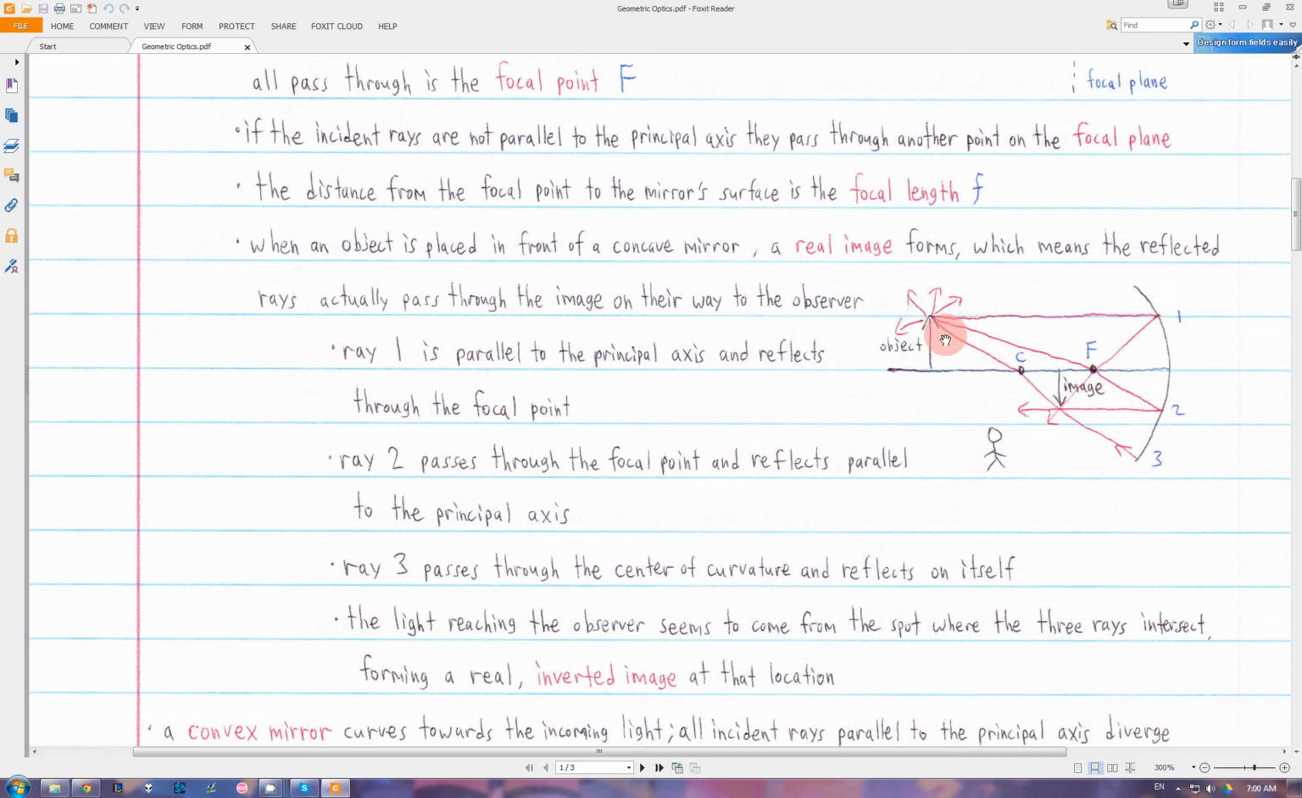Third, if the incoming ray passes through the center of curvature, it's going to reflect back on the line from which it came. This is because the normal line at any point on the mirror passes through the center of curvature, which means this ray that passes through the center of curvature on its way here is already along the normal line. So by the law of reflection, it's just going to reflect back on the normal line.